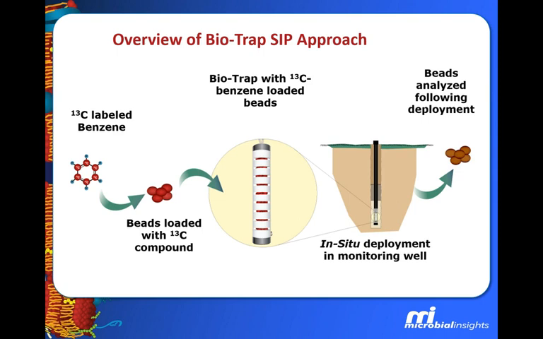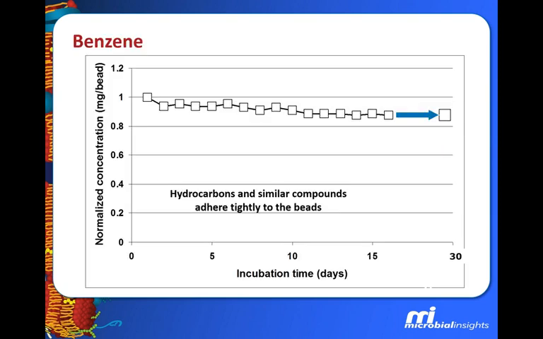So just to illustrate the process again in one slide, we take a C13-labeled compound, here benzene, and load it onto the beads. The beads are then placed into a biotrap. The biotrap is placed into the environment that we wish to sample, typically a groundwater monitoring well. After incubation, the biotrap is retrieved, and the beads are then extracted for analysis. Now, a question that may be coming to your mind is what happens to that adsorbed compound during incubation? Does it stay in the bead, or does it leach off the beads?